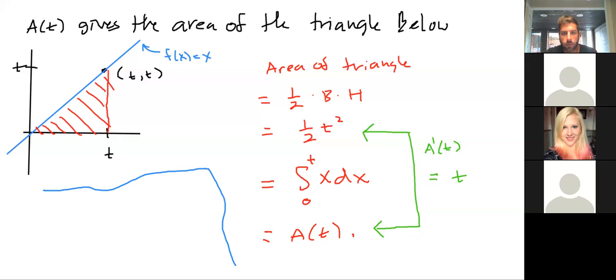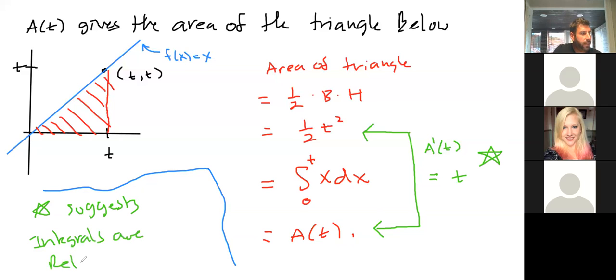So, it might not be completely clear to you, but let's draw this, make sure we're well aware of it. So stars suggest integrals are related to derivatives. And this was actually the big connection that was made by guys like Newton and Leibniz a couple hundred years ago. They recognized there was a connection. It turns out they are inverses in a sense of each other.